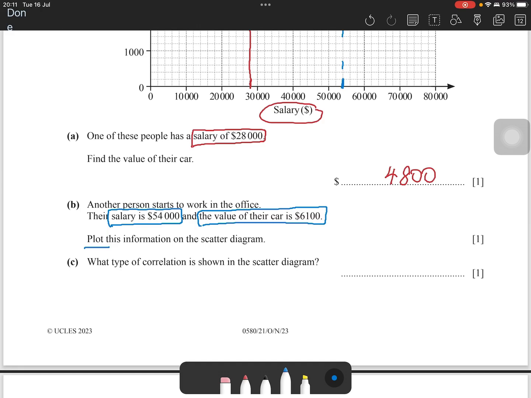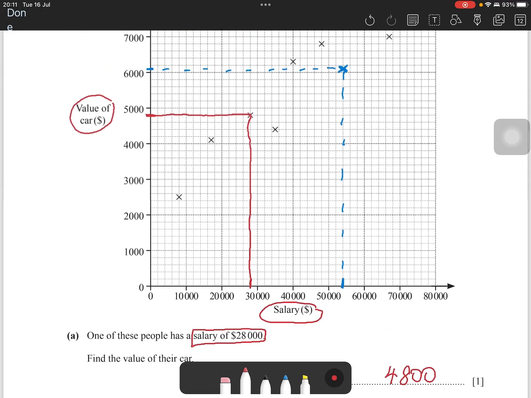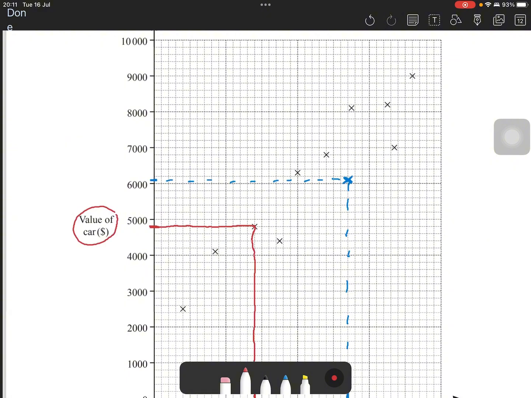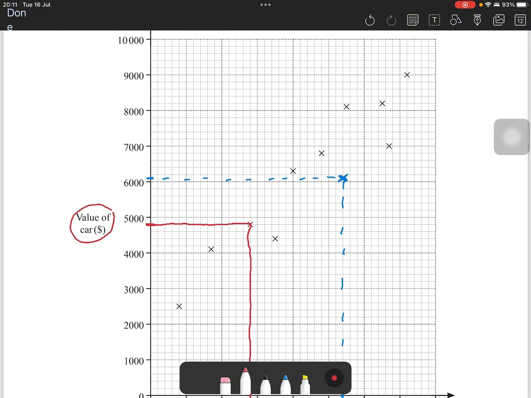Question C. What type of correlation is shown in the scatter diagram? We see that all the points are going up to the right, so the correlation should be positive.